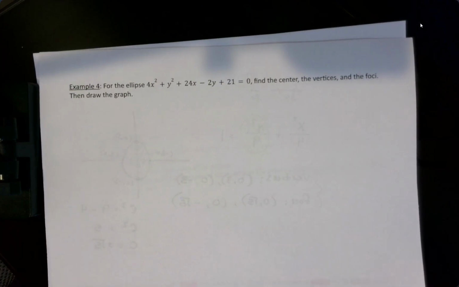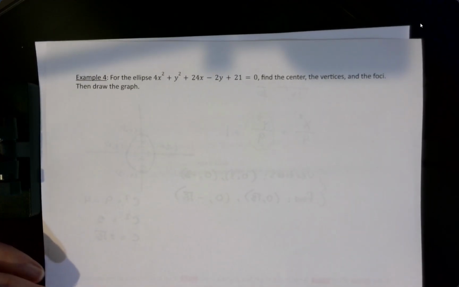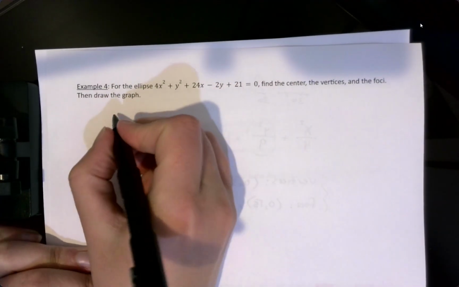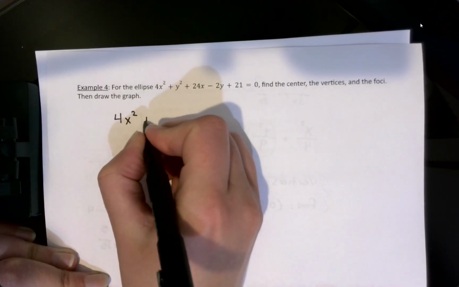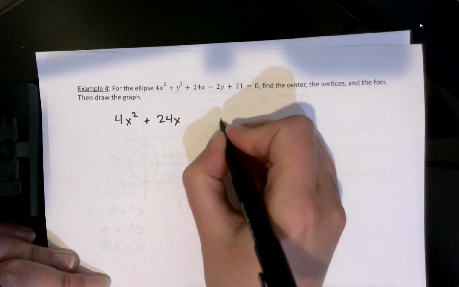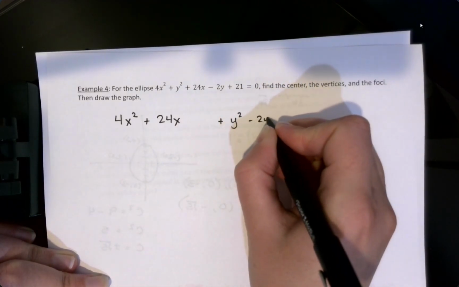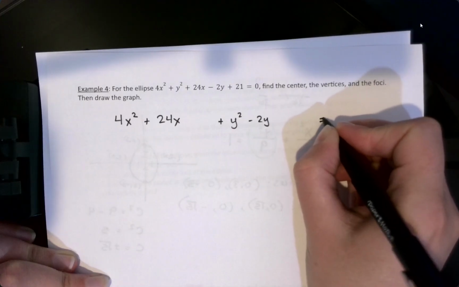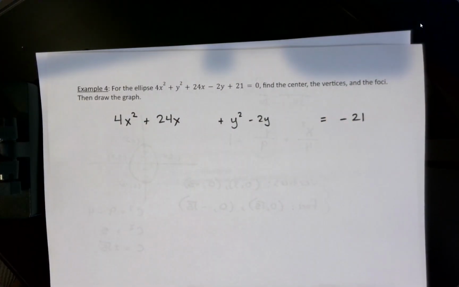All right, so we have ourselves an ellipse at the top of this page. Find the center, vertices and the foci, and draw the graph. Looks like we're going to need to complete the square here also. So we're going to do some regrouping. So we've got 4x squared plus 24x, leave a space, y squared minus 2y, leave a space, and I'm going to subtract that 21 over to the other side.